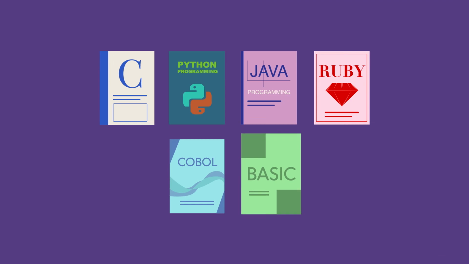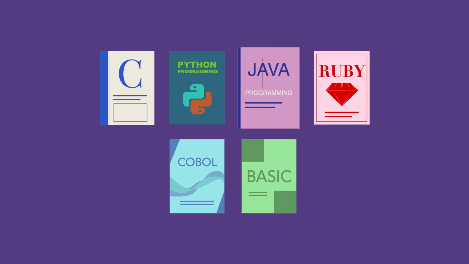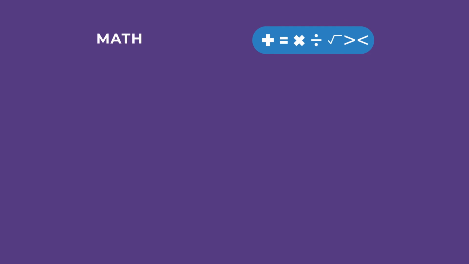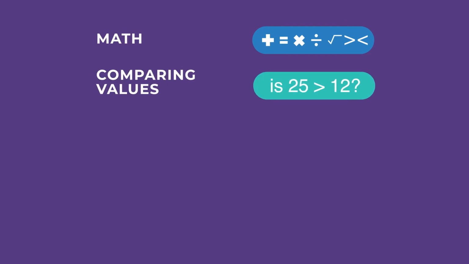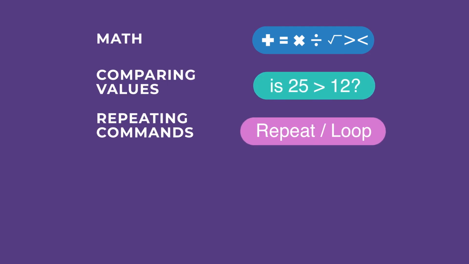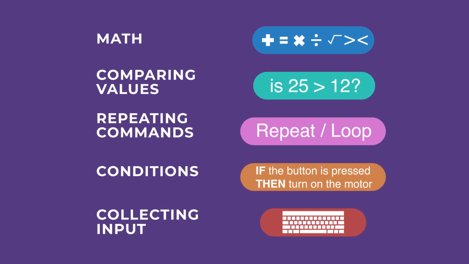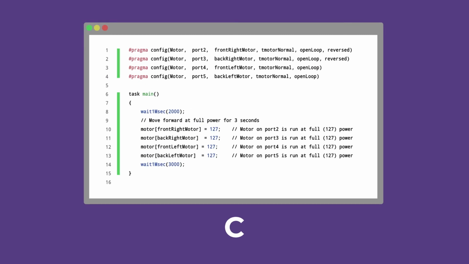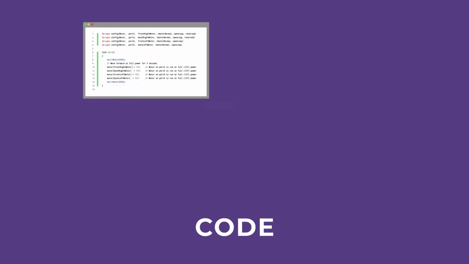And while each language has its own set of commands and rules about how these commands should be written, they all share many concepts, including commands for math, comparing values, repeating commands, conditions, collecting input, and more. Here is an example of a simple program written in C. These instructions are usually referred to as code. Writing the code is just the first step.